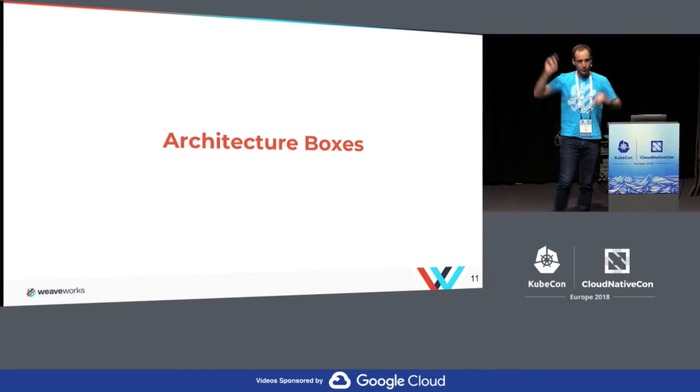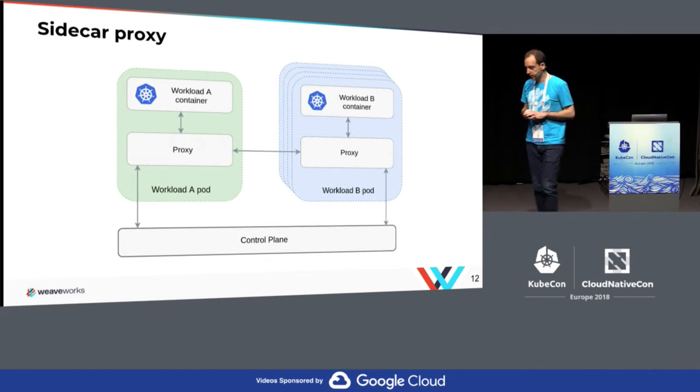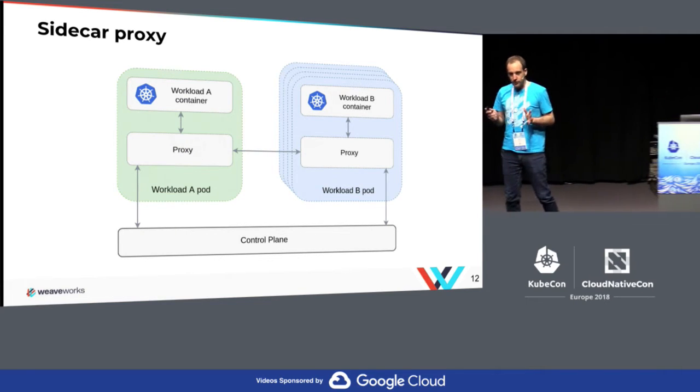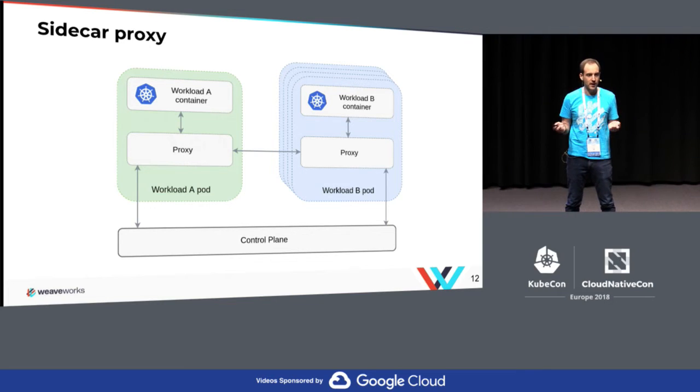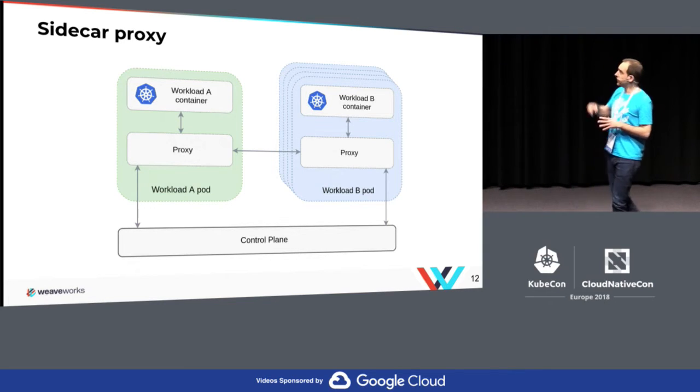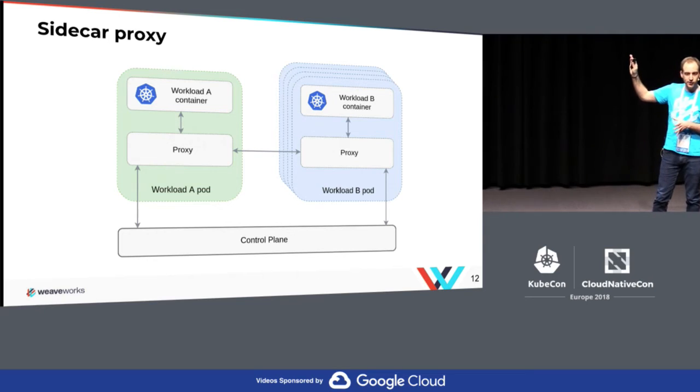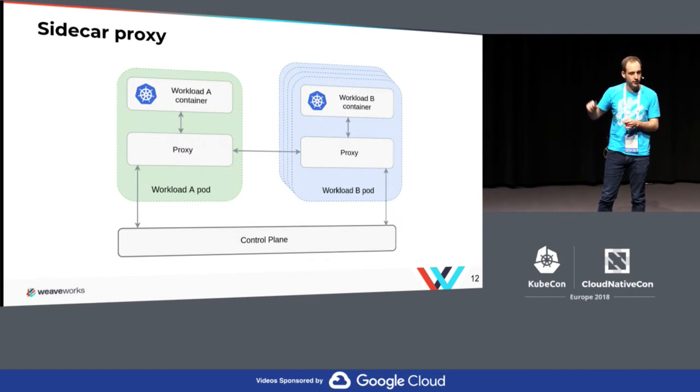So let's have architecture boxes here. Everyone loves those. Let's try to answer the question, where layer 7 load balancing happens in your cluster. This should be looking quite familiar now. This is basically Istio Envoy, service meshes as they define it.